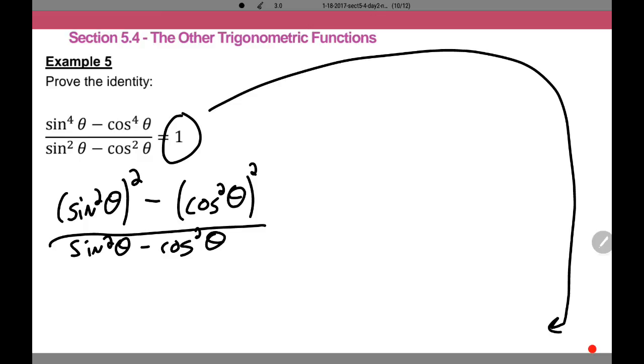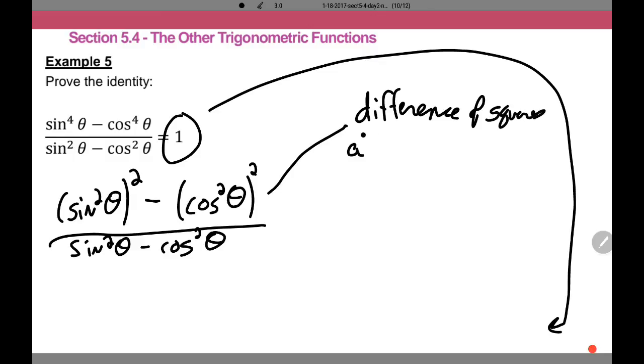Sometimes you'll work with the top, the numerator. Sometimes you'll work with the bottom, the denominator. In this case, I want you to notice this top part is a lot like the difference of squares that you may have worked on in Algebra 1, Algebra 2, where if I have a number squared minus another number squared, it's equal to the same thing as a plus b times a minus b. So we're actually going to be using that.